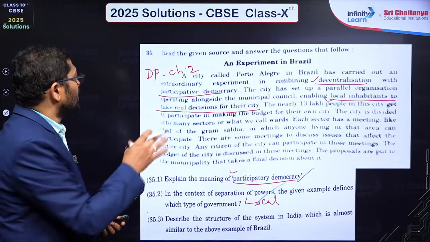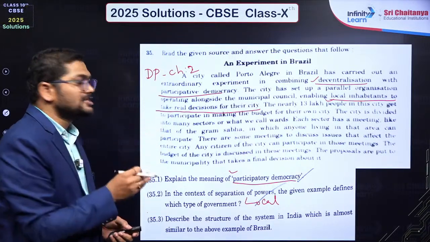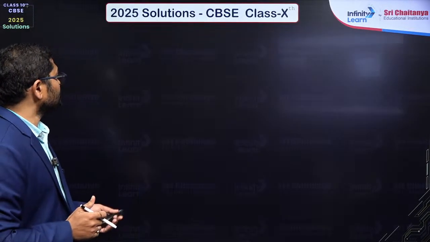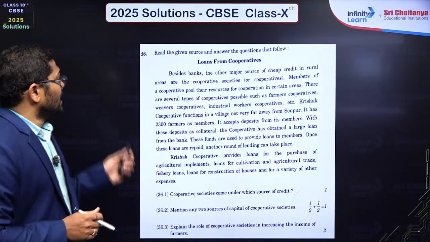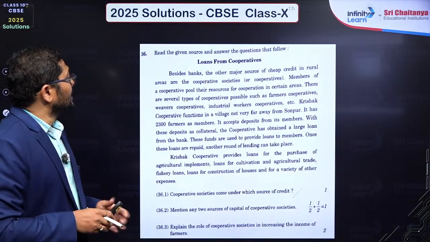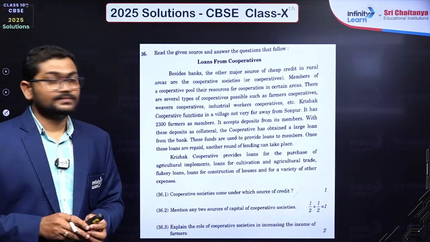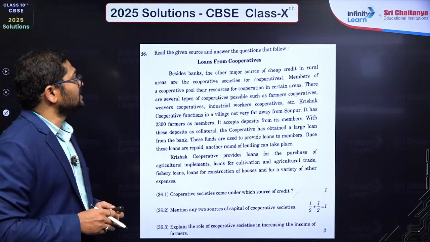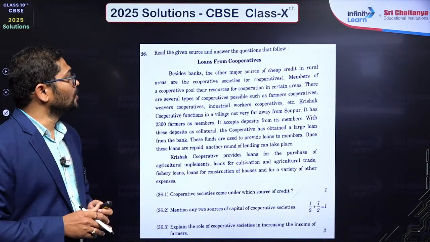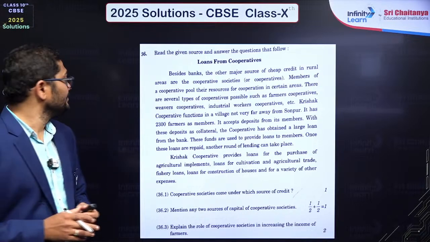So the full paragraph is talking about participatory democracy and decentralization. Next one, question number 36. So this 36 is from Money and Credit. Read the given source and answer the questions that follow, and the topic is given: loan from the cooperatives.